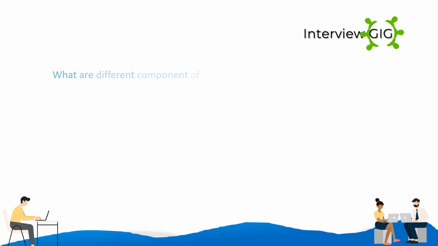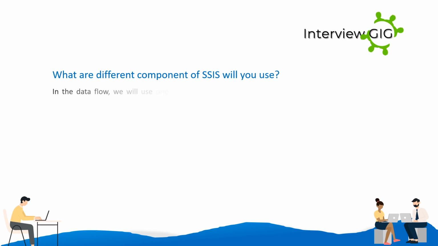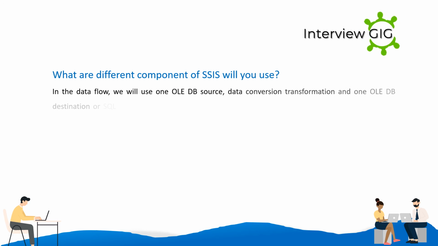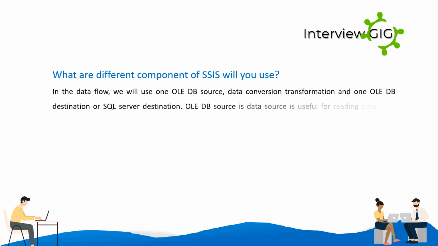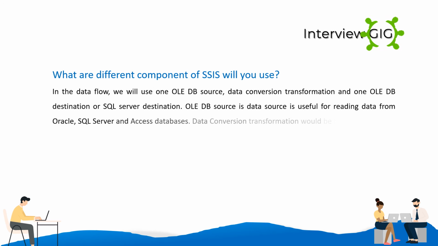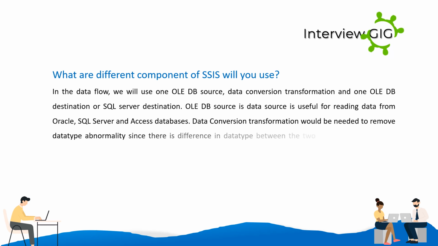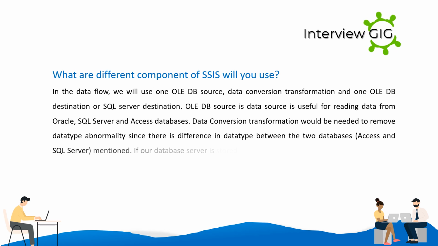What are the different components of SSIS you will use? In the data flow, we will use one OLEDB source, data conversion transformation, and one OLEDB destination or SQL Server destination. OLEDB source is a data source useful for reading data from Oracle, SQL Server and Access databases. Data conversion transformation would be needed to remove data type abnormality since there is a difference in data type between the two databases, Access and SQL Server, mentioned.